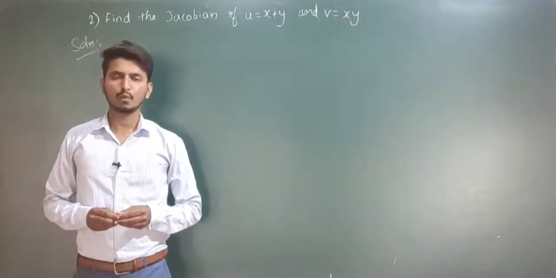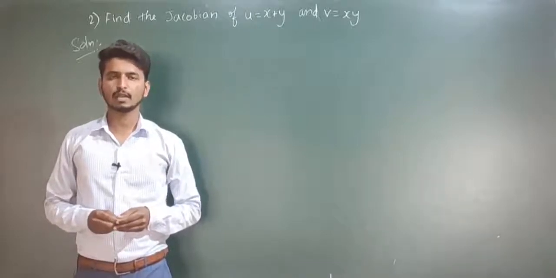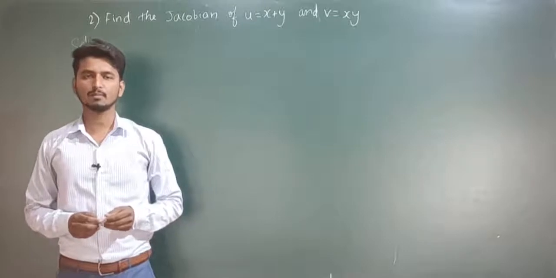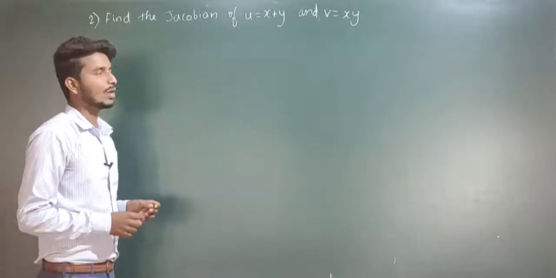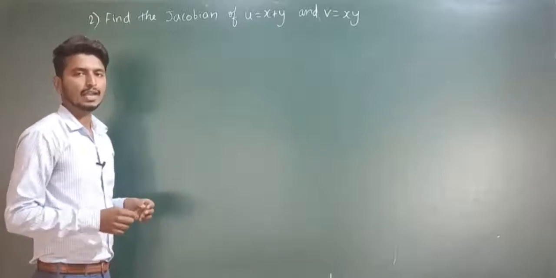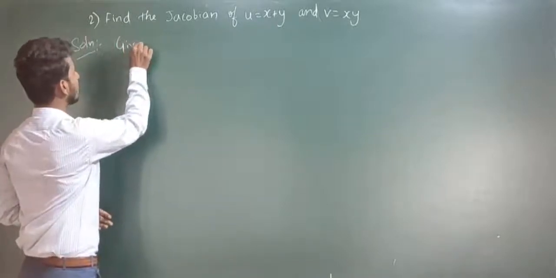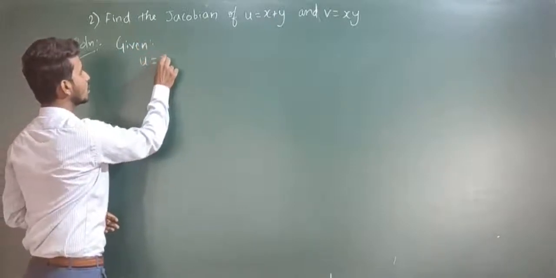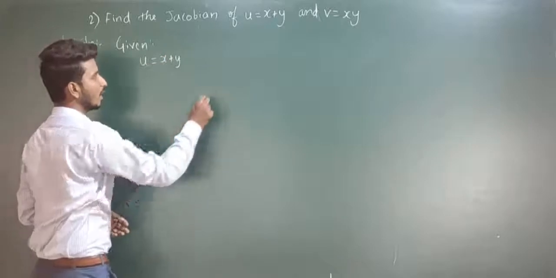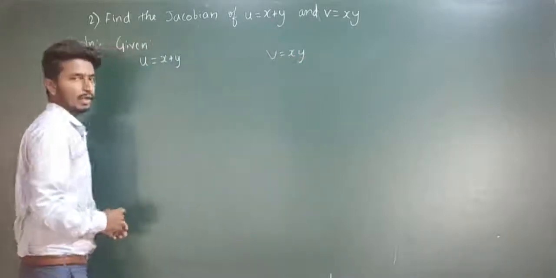In the previous video, we have studied about the properties and some problems on Jacobian. Here also we will start with some problems, that is, find the Jacobian of u equal to x plus y and v equal to xy. Here they have given the function u equal to x plus y and the function v equal to xy.